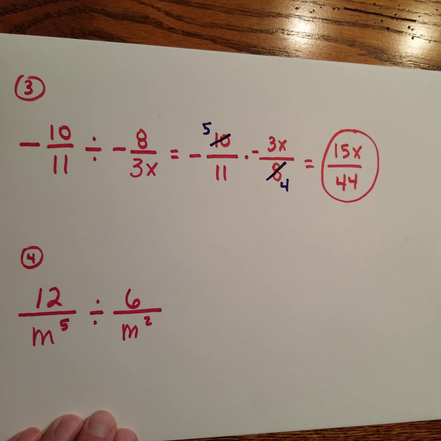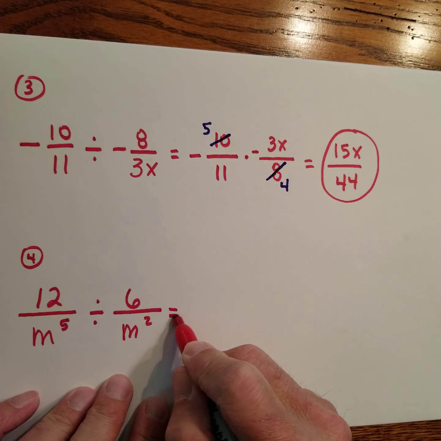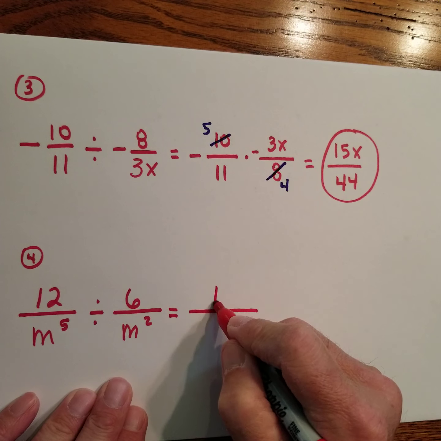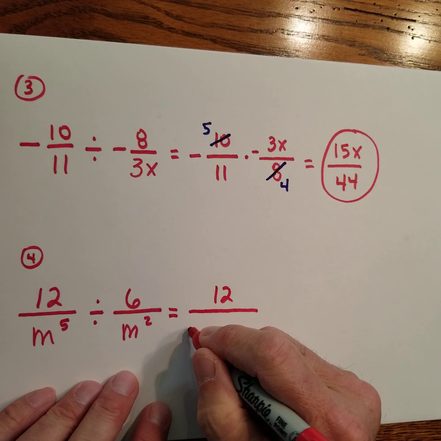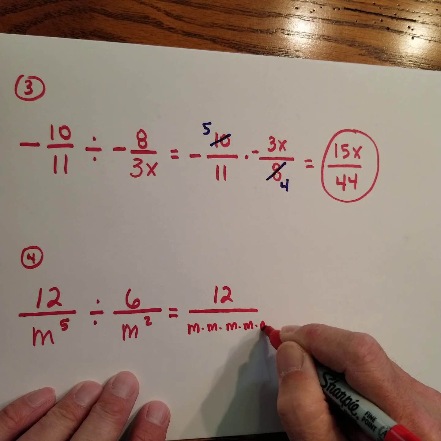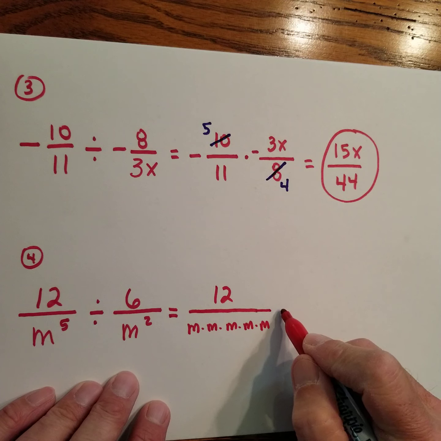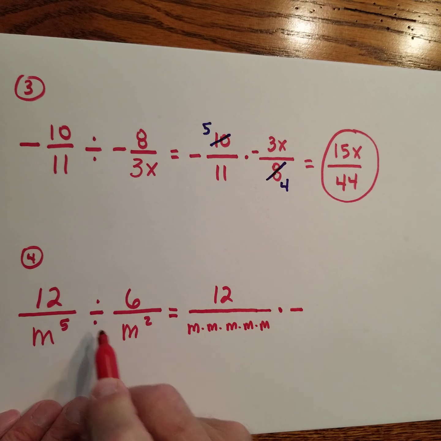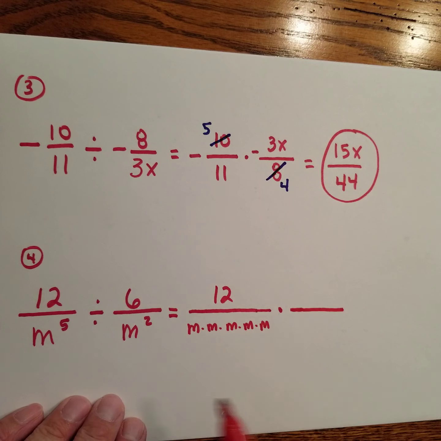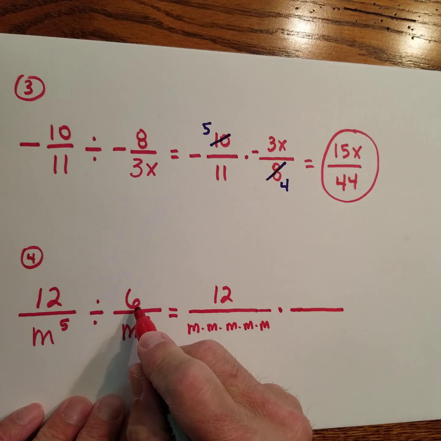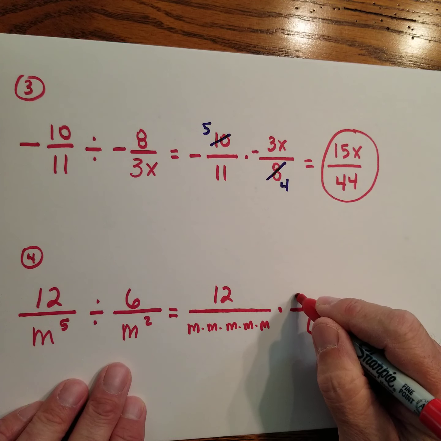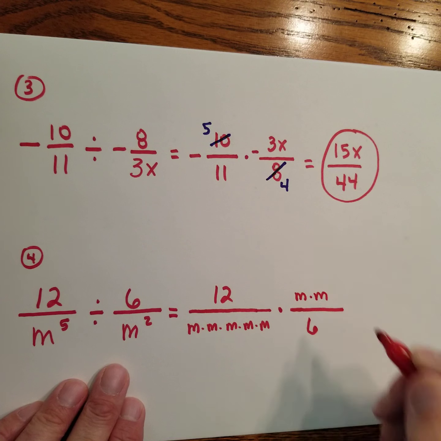Let's try one more. When I rewrite number 4, let's rewrite it this way. 12 in the top, m to the 5th. That's m times itself 5 times. Now change division to multiplication by taking the reciprocal of the second fraction, which means the 6 in the top, put it in the bottom. The m squared in the bottom, put it in the top. Now m squared means m times m.